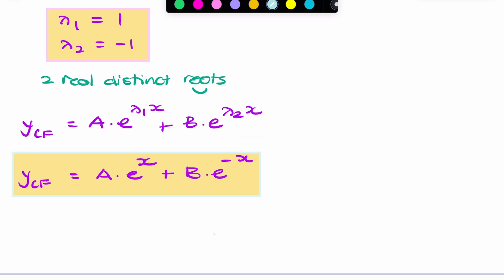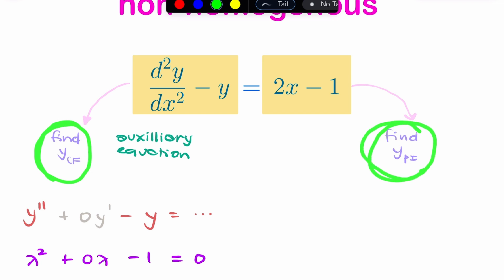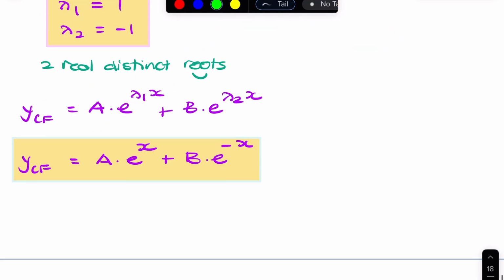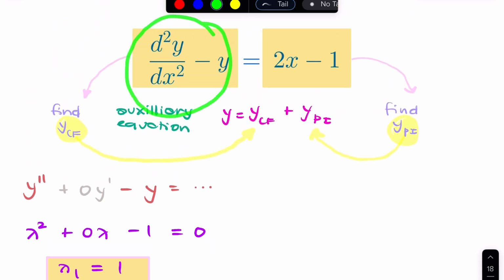That forms half of my solution, because after I've found YCF and YPI, my final answer is going to be the sum of the two. So y is going to be YCF plus YPI. So I'm going to find this and add it to YCF. So we found YCF. That's what we did just now from the left-hand side of the equation.